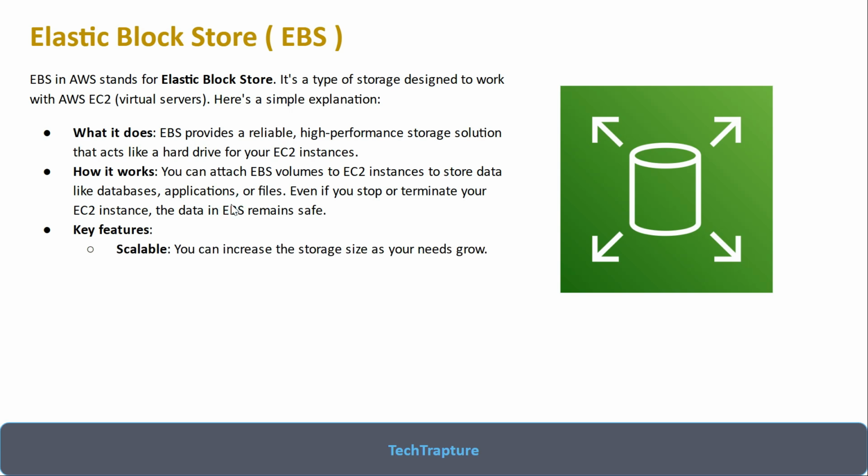Okay, so there are some key features. Suppose you are talking about a physical disk. Once you buy a 1 TB physical disk, you cannot increase the size of the same disk. You have to add a new disk. But in the case of EBS, suppose your EBS is currently 10 GB and it is going to fill, you can just increase the size to 20 GB. So it is scalable. You can increase the storage size as your needs grow.